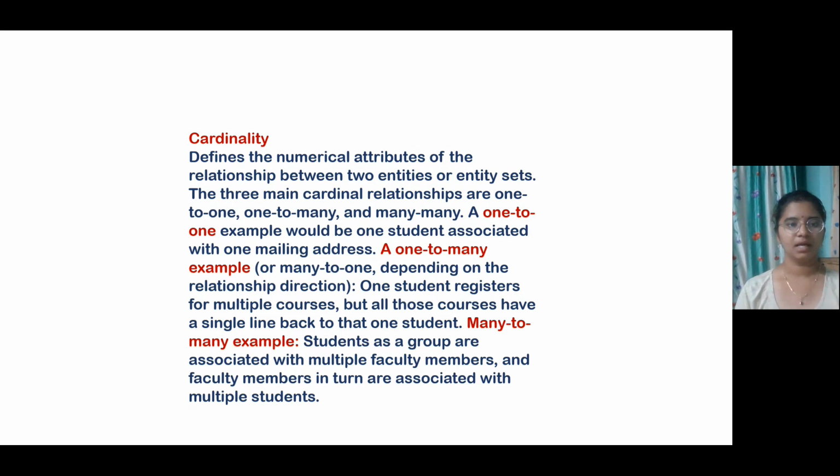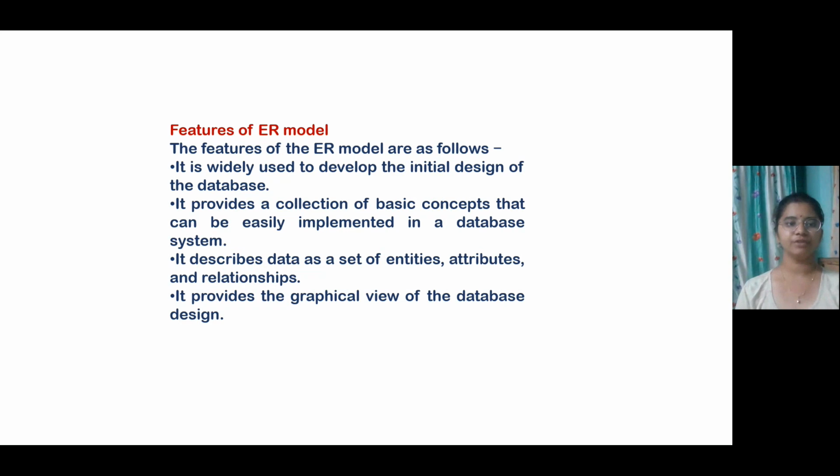Cardinality defines the numerical attribute of the relationship between two entities or entity sets. There are three types of cardinality: one to one, one to many, and many to many. A one to one example would be one student associated with one mailing address, and a one to many example is one student registers for multiple courses, but all those courses have a single line back to that one student. Many to many: students as a group are associated with multiple faculty members, and faculty members in turn are associated with multiple students.